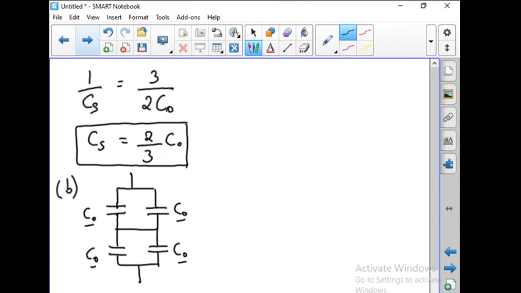Because, why should we not take this as series? Here is a joint. Whenever a joint comes at any place, you should not take this as series. So how are these two connected? Here there is no connection at all. So we can take these two capacitors as connected in parallel.